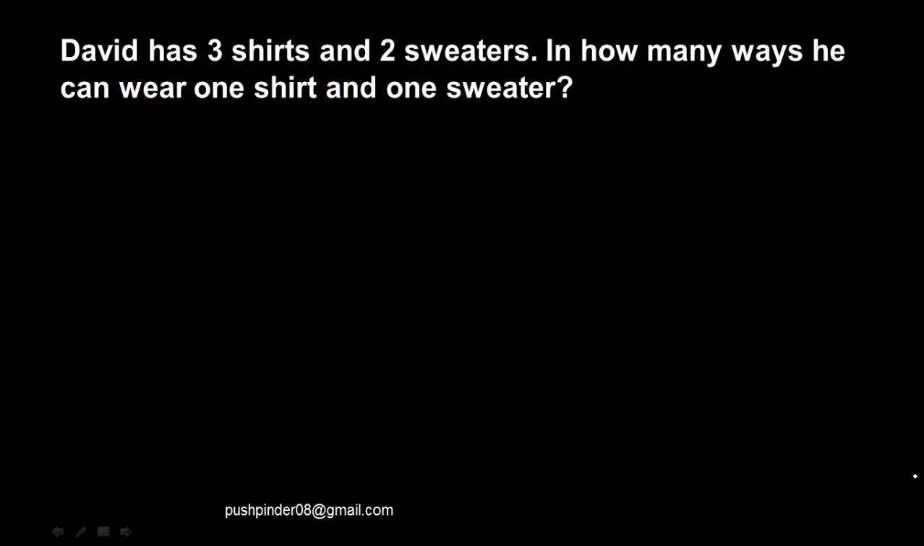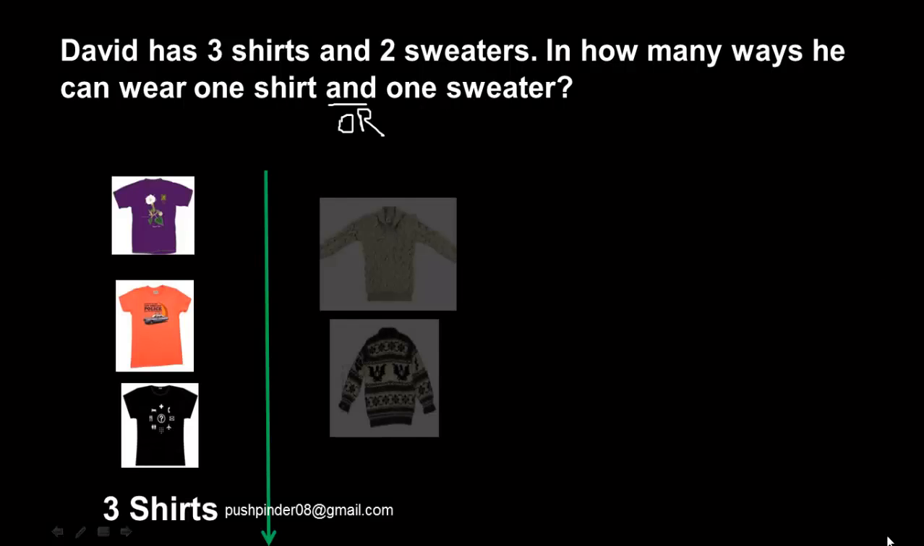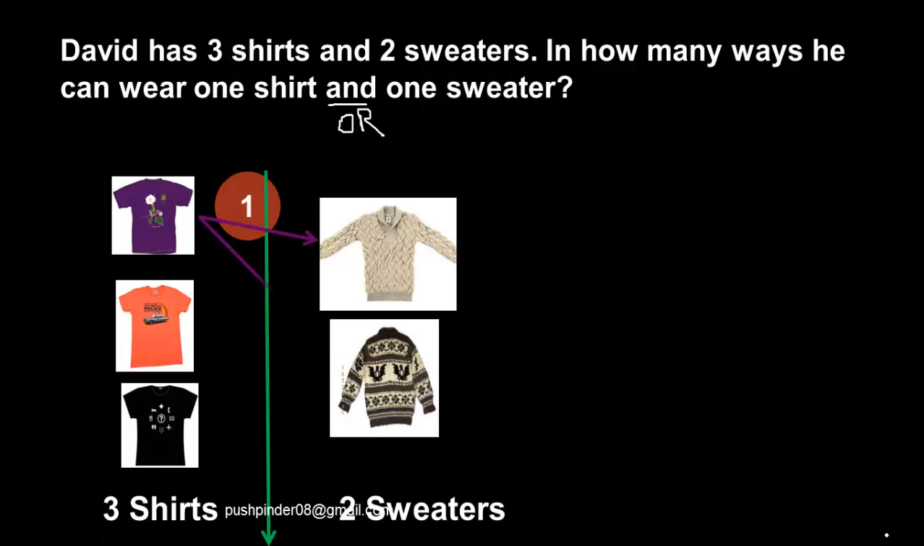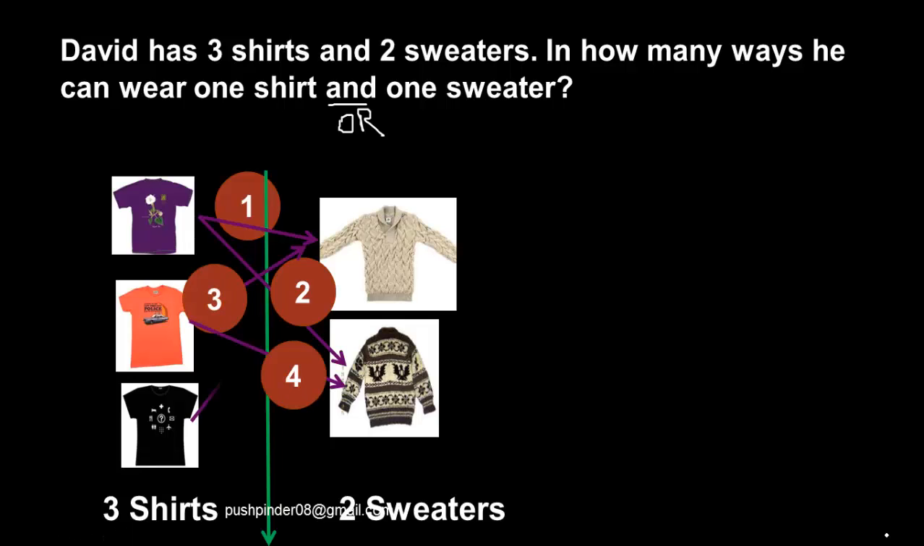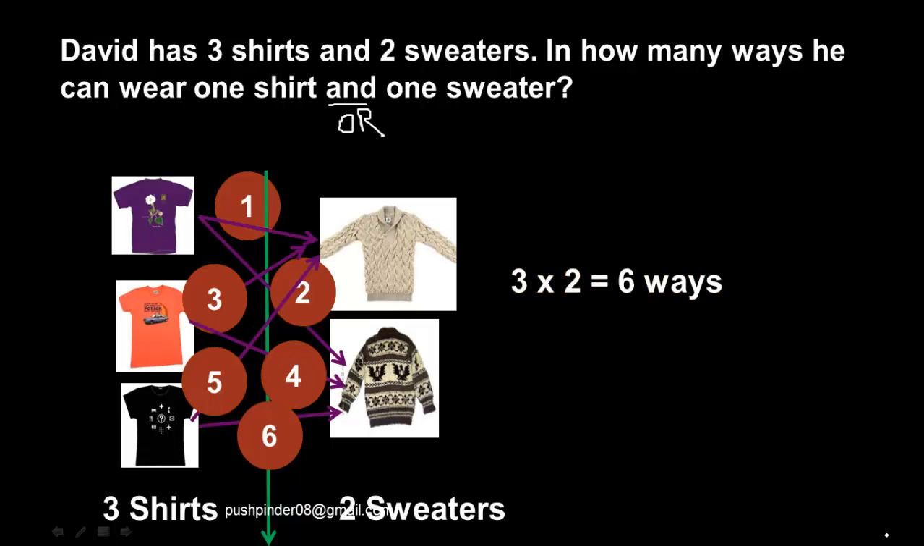What if I twist the question a little bit? I said David has 3 shirts and 2 sweaters, and how many ways can he wear 1 shirt and 1 sweater. So instead of an or, what I've done is I've placed an and, right? So he has to wear 1 shirt and 1 sweater. So how many ways are there? With this shirt he can wear these 2 sweaters. So 2 ways with 1 shirt, and with this shirt as well, again 2 sweaters, and this shirt as well, again 2 sweaters. So that means the number of ways he can wear 1 shirt and 1 sweater is 3 into 2, that is 6 ways. Right? So this is simple basic stuff.